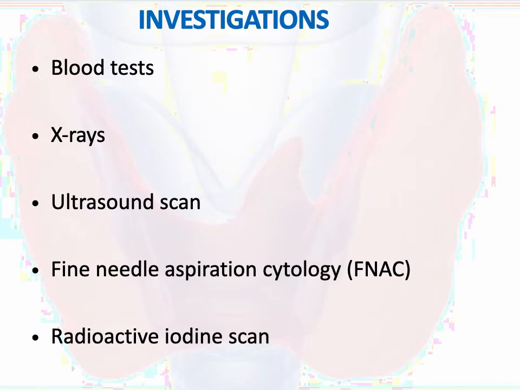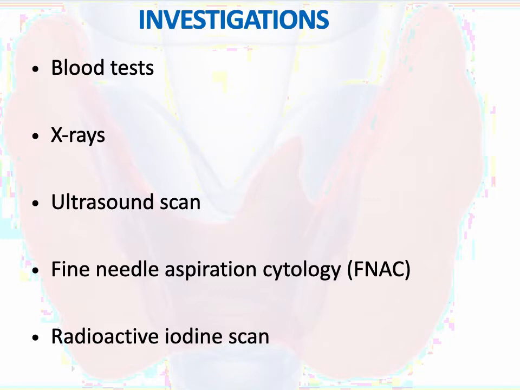Investigations, you have to ask for the simple blood tests, because eventually when you have to go for an operation, you need them because of the anesthesia as well, and you have to know what the hemoglobin is. So you have to go for the complete blood picture, urea, kidney functions, liver functions. You have to know the X-ray chest, ultrasound scan, fine needle aspiration cytology.